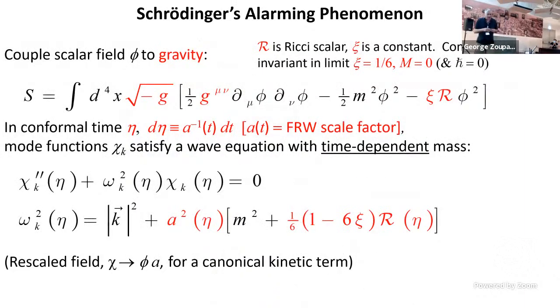All right, so just scalar field theory gives us a simple example of how this might work. Let's couple a scalar field phi to gravity, and the coupling to gravity has something that's unknown that you can add as a dimension four operator involving the Ricci scalar R with some coefficient C. If C is equal to 1/6, it's known as conformally coupled, and if C is equal to zero, it's minimally coupled. Working in conformal time, related to the scale factor a, the FRW scale factor, the mode functions satisfy a wave equation. The only unfamiliar thing about the simple wave equation is a time dependence to the scale factor and a possible time dependence to the Ricci curvature.